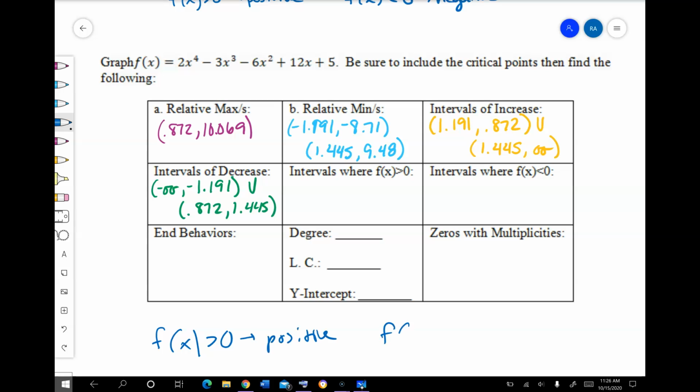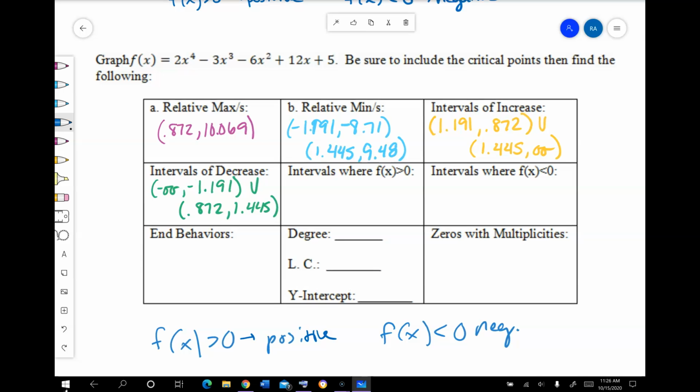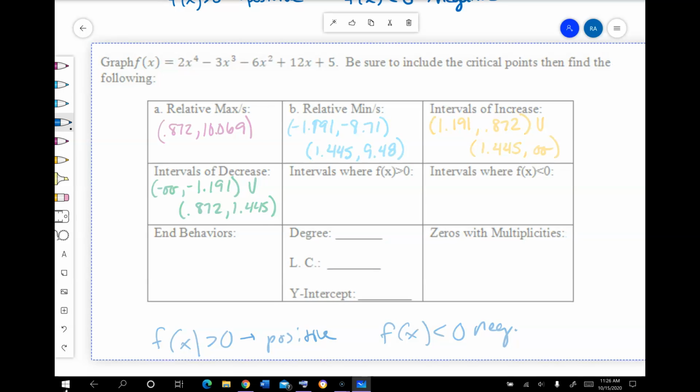Okay? Now remember, we said that when f of x is greater than 0, that means you're positive. And when f of x is less than 0, you're negative. So I want to know where this graph is positive. That's the first one, is where is this graph positive.